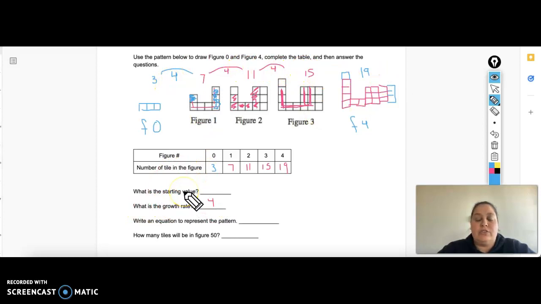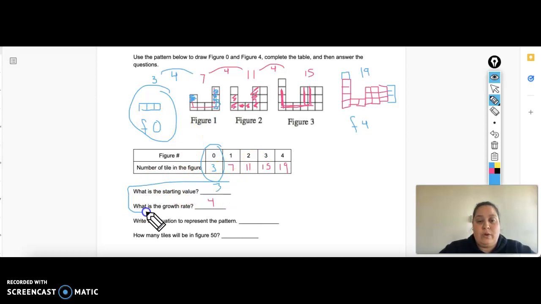Next, it's asking for the starting value. Remember, where's our figure starting at? Well, it starts at 0. So I can look on my table to find my 0, which is a 3. I can look on my picture to find my 0, which is 3. So there's multiple ways to find my starting value. I can either, again, look at the table or look at the pattern. So my starting value is 3.